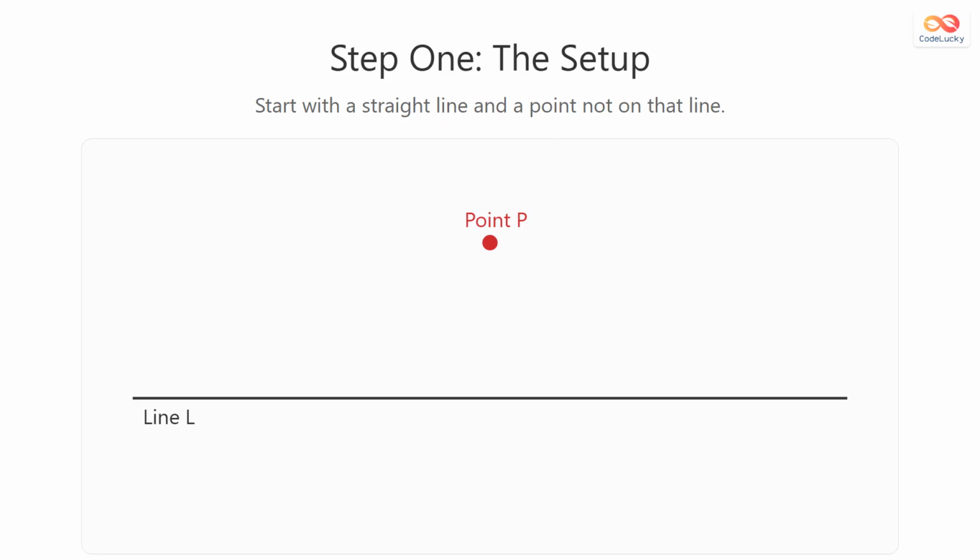First, let's set up our workspace. Begin by drawing a single straight line, which we will call line L. Above this line, mark a single dot. This will be our external point, which we will call point P.